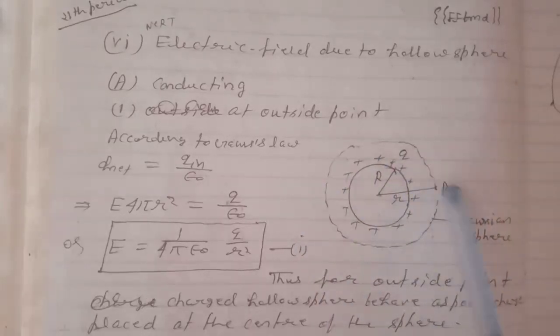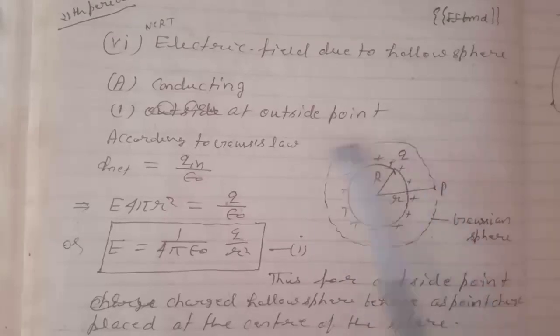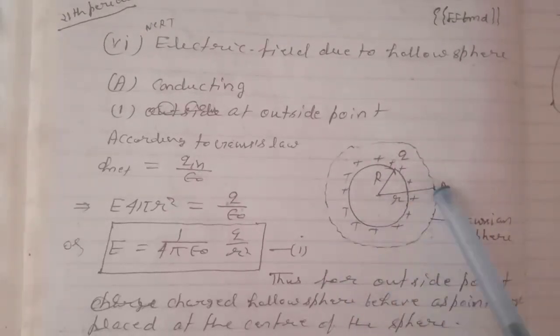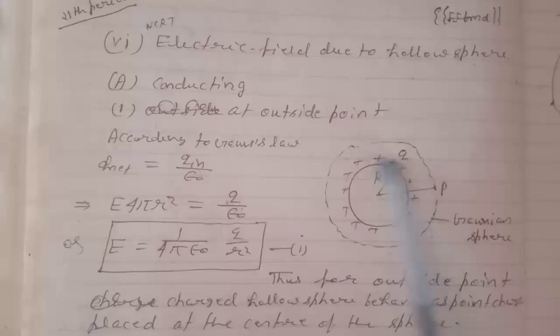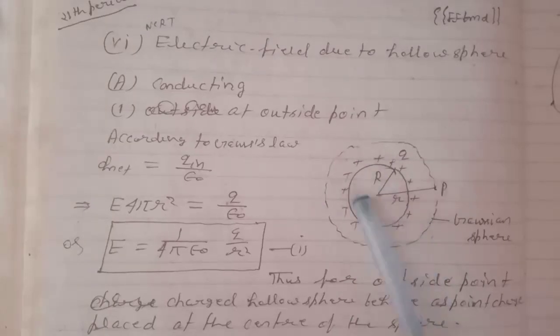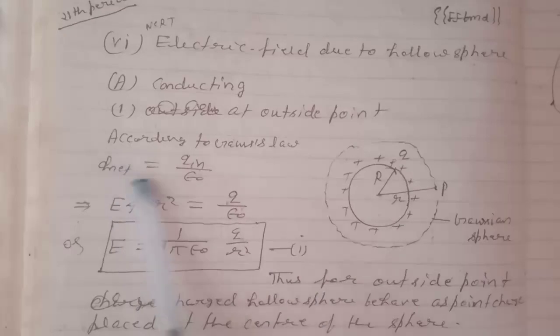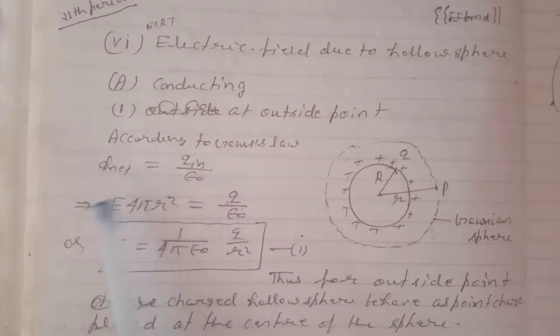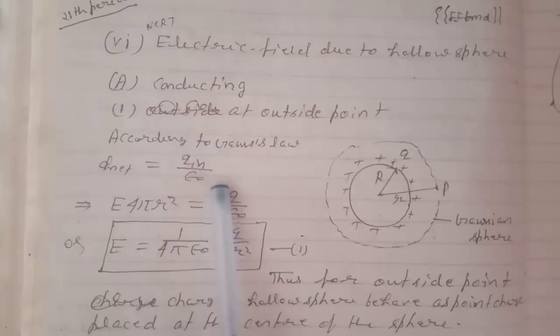Now here we have drawn a Gaussian surface, a Gaussian sphere at a distance r whose radius is small r, and it is a hollow conducting sphere with radius capital R and charge q. Now we know that according to Gauss's law, phi net, that is total flux, equals q enclosed by epsilon naught.